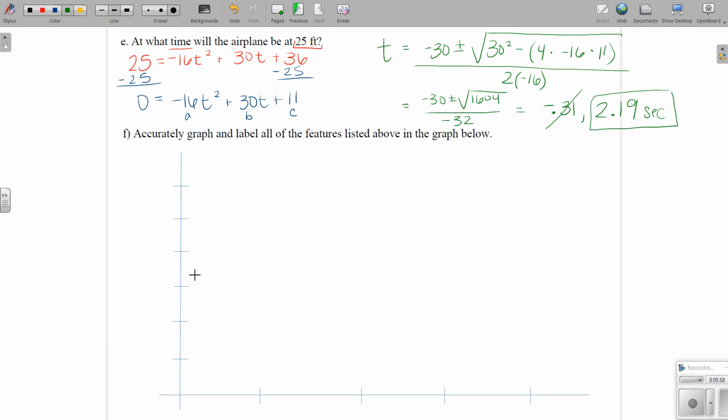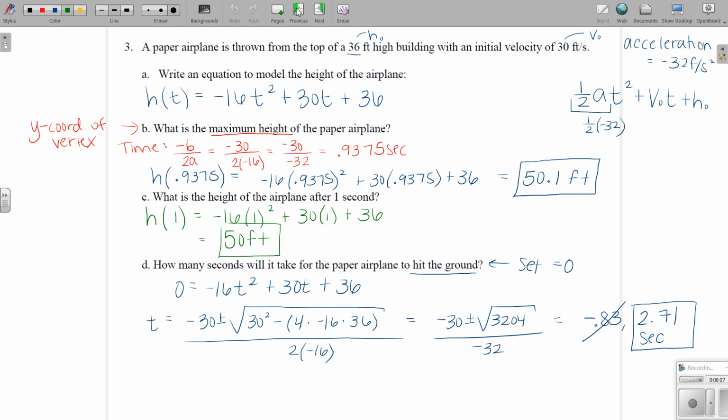So the last part of this problem is asking that you basically take all the information that you found and graph it. So think about these different points that we have here. What is the maximum height of the paper airplane? Well, first we found the time. So at time 0.9375, we get a height of 50.1. There is a point on your graph right there.